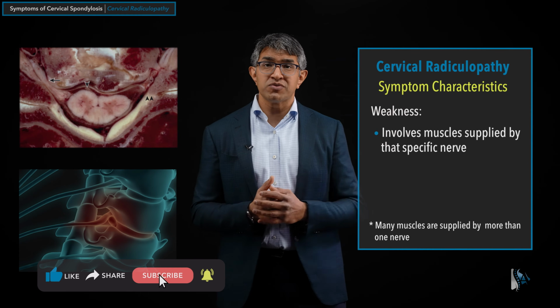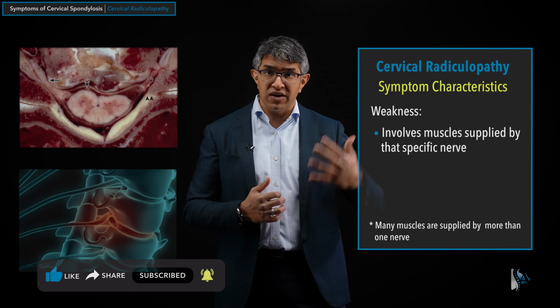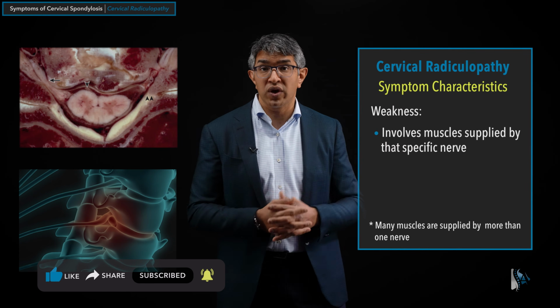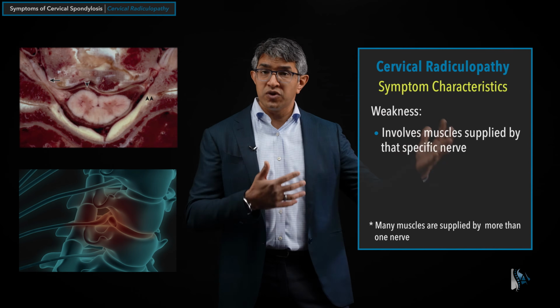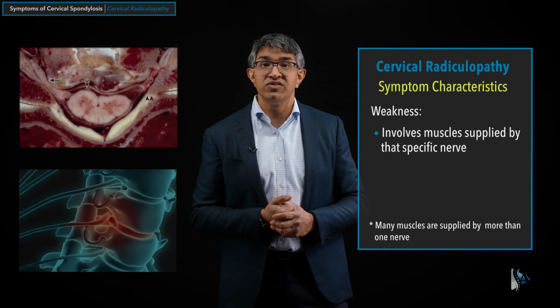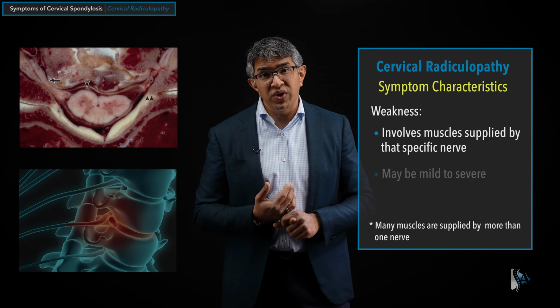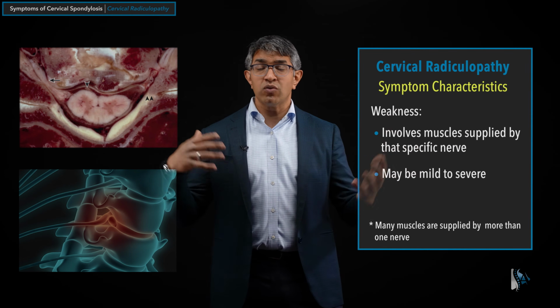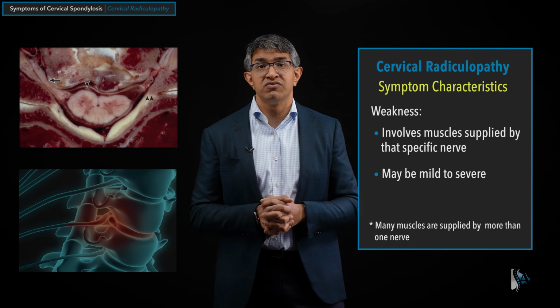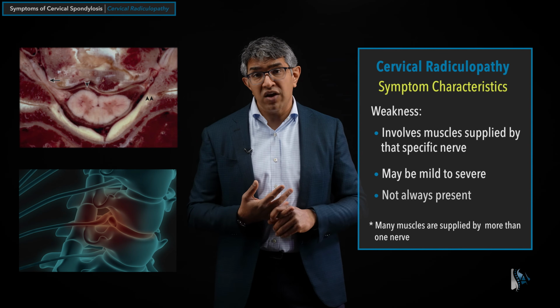There are a couple exceptions. For the most part, most muscles get nerve supply from more than one nerve. So if one shuts down, they'll have some weakness, but still be able to move it some. The degree of weakness can be mild to severe, and that's a function of a lot of different factors. Weakness need not always be present.